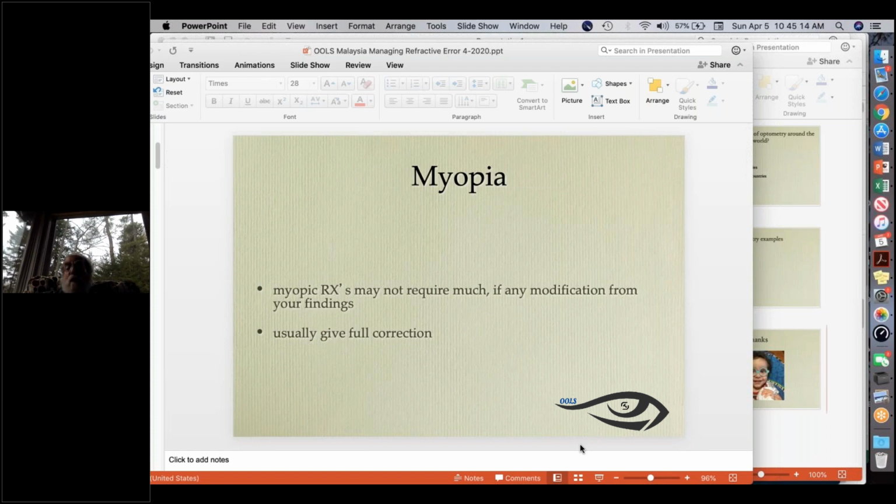Just going to touch briefly on myopia, and then we'll go to questions. Prescribing for myopia is easy. For the most part, you pretty much give whatever it is you find. Now, there are arguments to be made about undercorrecting myopia. For a long time, a lot of people who identify as being behavioral optometrists strongly believed that undercorrecting myopic correction slowed down myopia progression.